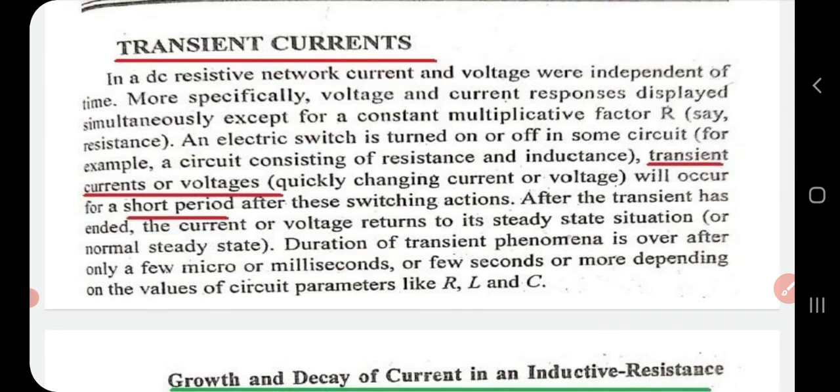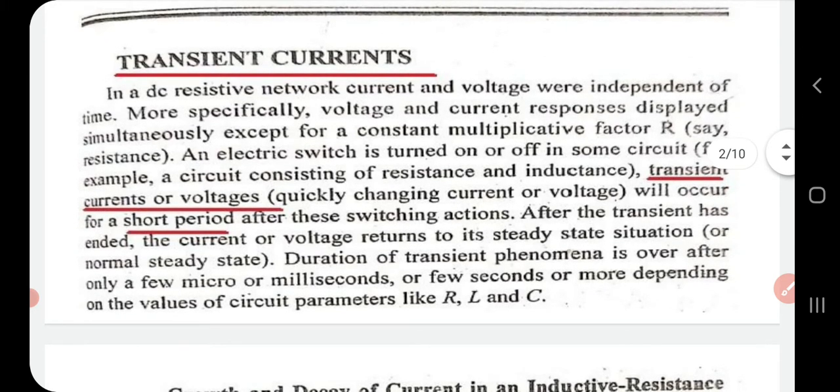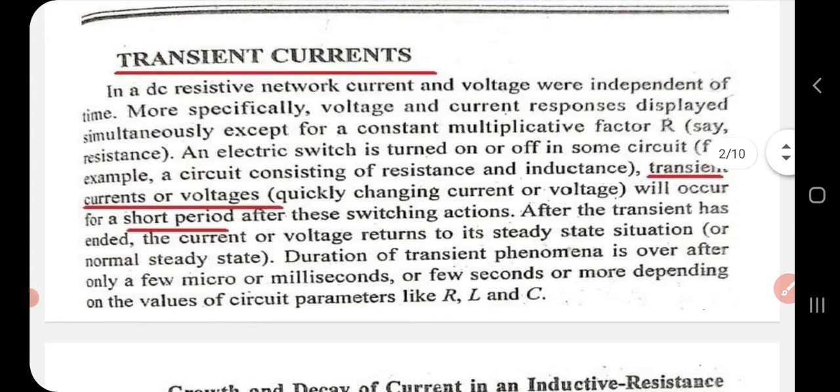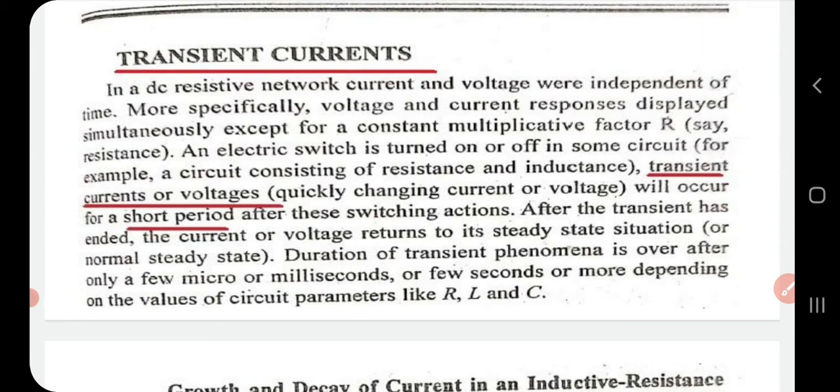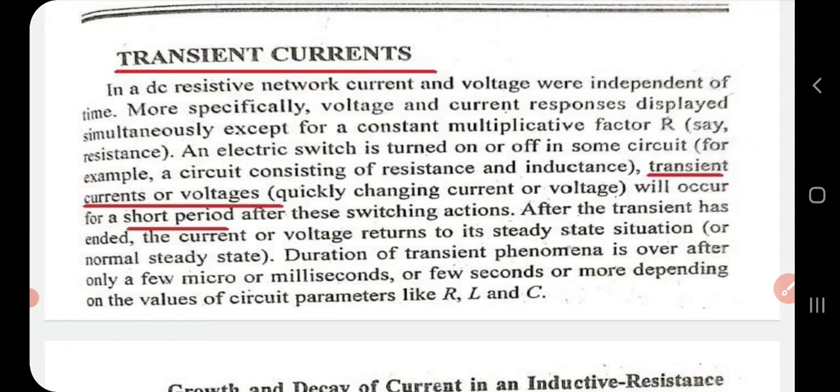When an electric switch is turned on or off in some circuit, transient current or voltages will occur for a short period even after these switching actions. That is, when the switch of a fan is switched on or off, then just for a few seconds after these switching actions, a very small current, that is transient current, will exist for a very short interval of time.